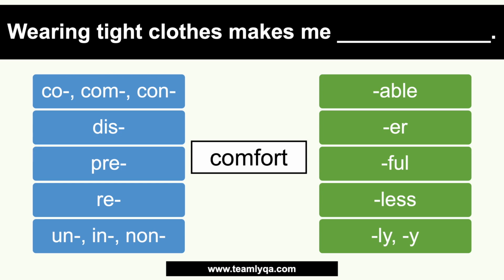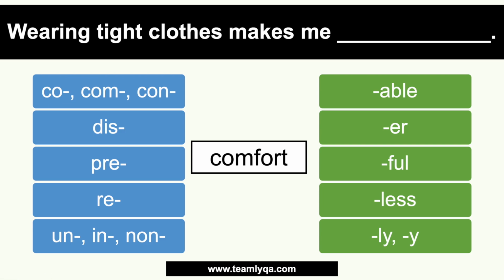Sabi, wearing tight clothes makes me blank. Now, ang root word natin ay comfort. Now, tanong, kapag nagsusuot ka na masikip na damit, anong nararamdaman mo? Pag masyadong masikip. Hindi ka komportable, tama? So, ibig sabihin nun, ang clue natin, we're looking for something negative. Okay? So, ang ibig sabihin nun, dalawa dito sa lines na ito yung option natin. We have dis, which means not also, un, in, or non, which also means not.